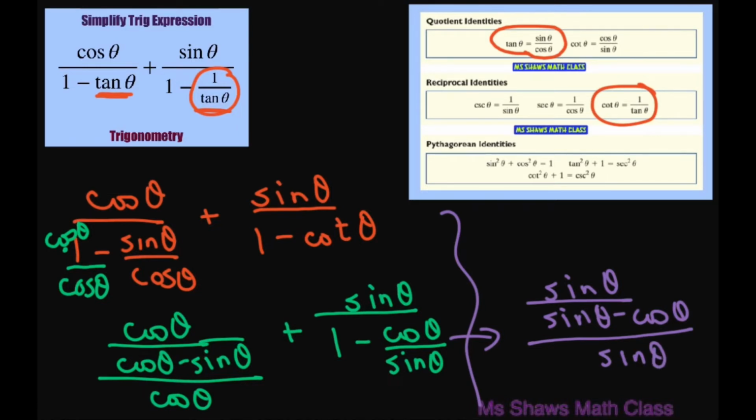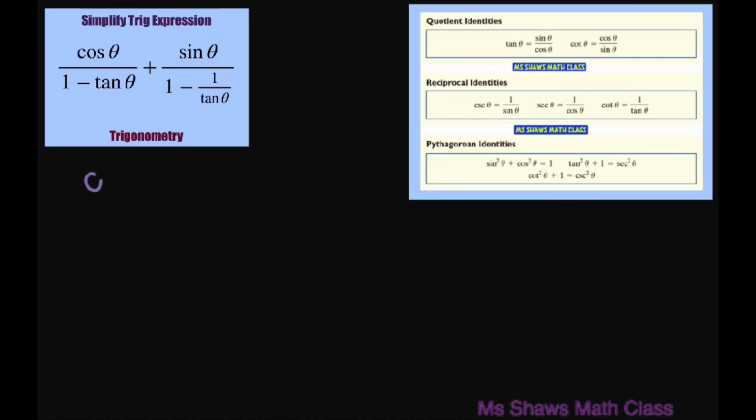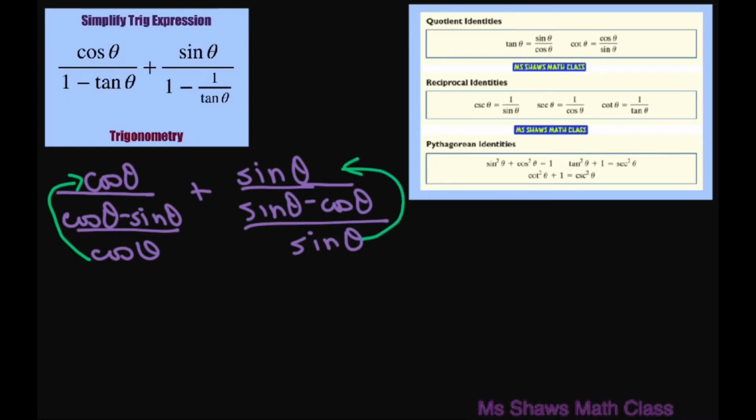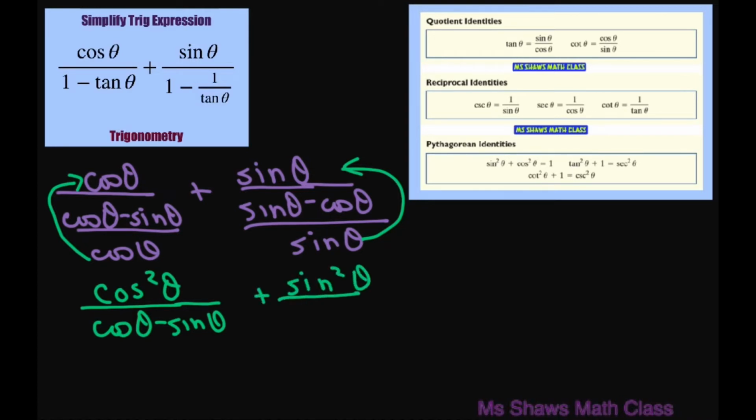All right, so I'm going to write it all together here. So we basically have cosine of theta divided by cosine theta minus sine of theta. Then we had plus sine of theta divided by sine of theta minus cosine of theta. All right, and this was divided by cosine of theta. This one was divided by sine of theta. So basically all we're going to do now is multiply these using your property of fractions. So that's going to give you cosine squared of theta divided by cosine of theta minus sine of theta, and then plus sine squared of theta divided by sine of theta minus cosine of theta.